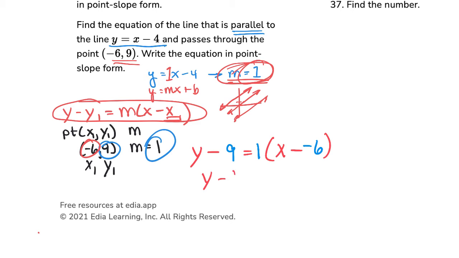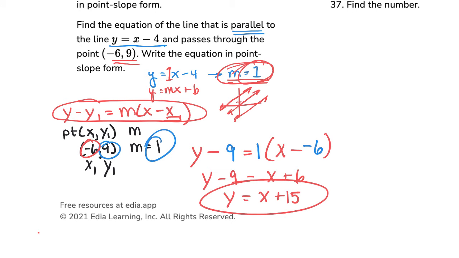So let's clean this up. y minus 9 equals x plus 6. So y equals x plus 15. I believe that's our answer. Look at his slope here. He has a slope of 1, same as this line, so they're going to be parallel. It has to go through negative 6, 9. So if I plug in a negative 6 for x, negative 6 plus 15 is 9. So it goes through that point. I'm done.